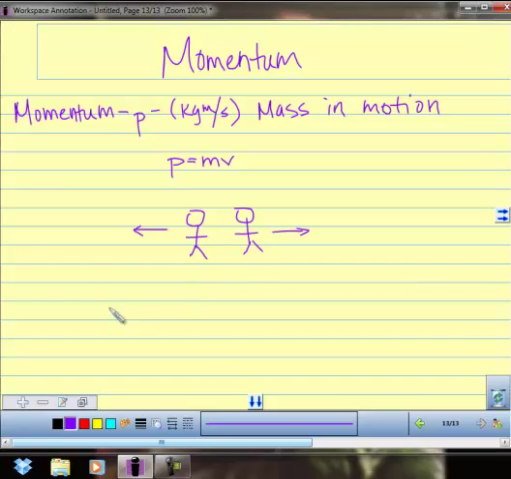This gets us into the law of conservation of momentum. Conservation just means nothing is created or destroyed, it's only changed. And this is true for energy, it's true for momentum, it's true for all kinds of different things. When we talk about the law of conservation of momentum, we have to think about collisions, because this is when we're actually changing our momentum.